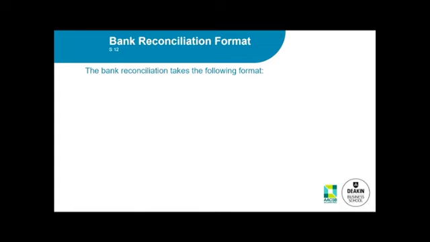So the bank reconciliation takes the following form. We start off with the bank balance, right? So the balance according to the bank statement. And from the bank's point of view, your money, let's say you have $2,000 in your bank account. From your point of view, if you think of yourself as a business, that's your asset, right? That's your money. But from the bank's point of view, it's a liability. They owe you the money, right?